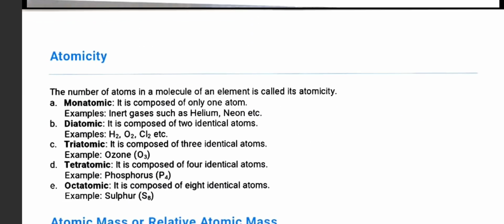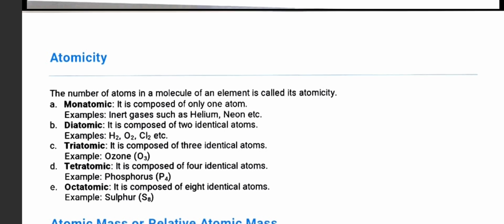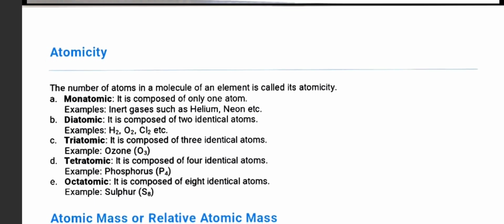So now what is atomicity? The number of atoms in a molecule of an element is called atomicity. Monoatomic contains one atom, like the inert gases helium and neon. Diatomic is two identical atoms, like H2 and O2. Then we have triatomic, for example ozone O3. Tetraatomic, which is phosphorus P4, and octaatomic, which is sulfur S8.